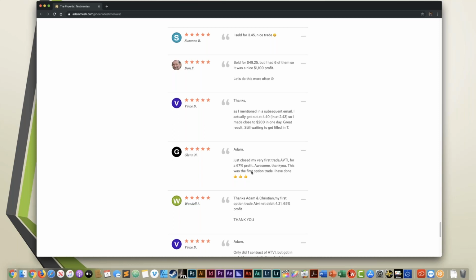That's why it's priced at $397, because there's going to be 30 people on this call who are thinking to themselves right now, you know what, this is really cool, but I've never traded options. And what I'm trying to do is empower you to trade options. So look at what Glenn just said. I just closed my very first trade, 67%. This was the first options trade I've ever done.